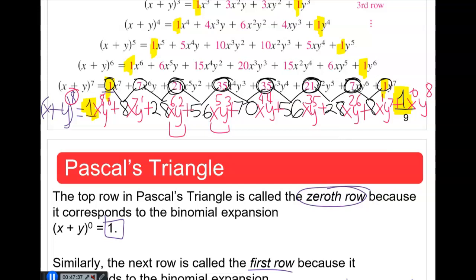However, I don't expect WebAssign asking you to leave the y to the power 0 or the x to the power 0 in your answer. They might perhaps even count it wrong, so just don't do it. The only reason I'm writing it is so that you can visualize how you start from 0 and work your way up to 8, or you go from 8 and decrease all the way to 0.